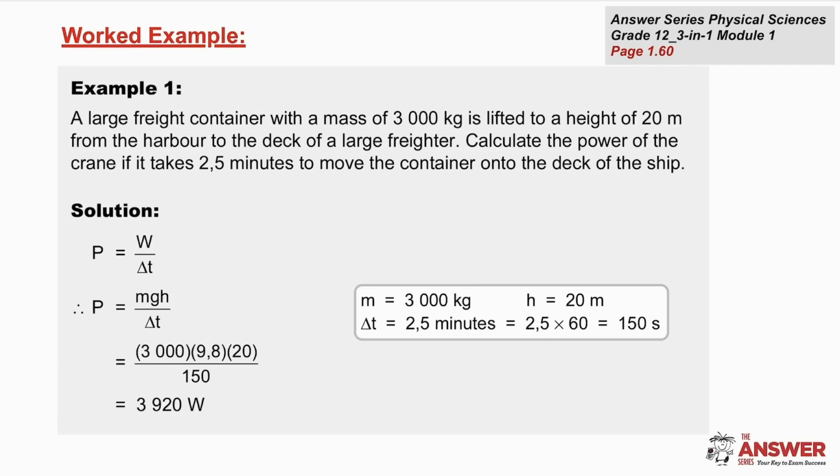To find the power, we need to find the work done and divide it by the time taken. The time taken is 2.5 minutes, which we must convert to 150 seconds. The work done is mgh, and when we've substituted all those values, we get a power output for the crane of 3,920 watts.